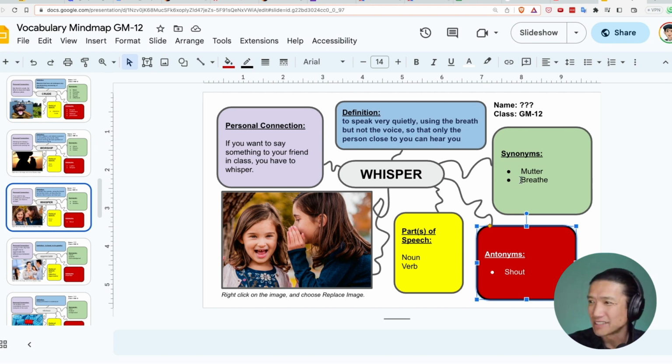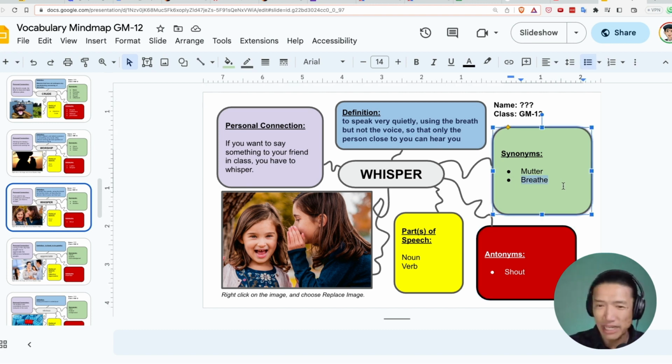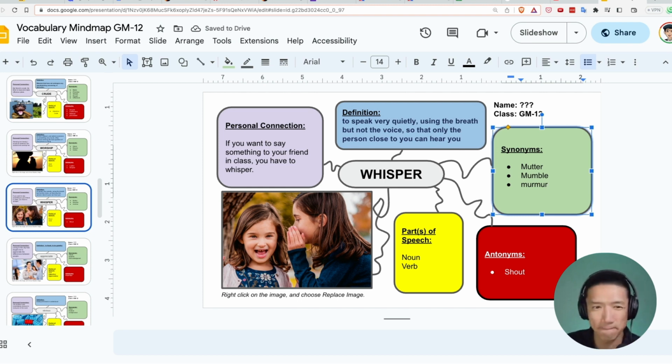Antonym would be shout. I'm going to say breathe is not, but mutter or mumble or murmur. These murmur words, right? Whisper, to speak very quietly using the breath but not the voice. So it's not breathing, right? But you're like, hey guys, welcome to my class. So you're not using your vocal cords, you're just pushing air out.